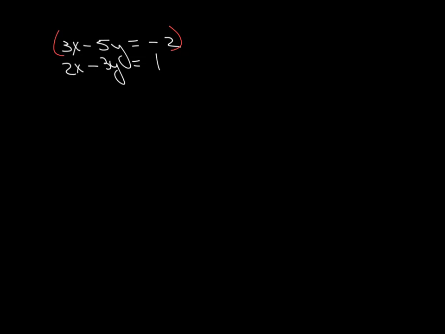So let's multiply this by 2, because then that'll give me a 6 there. And we'll multiply this by negative 3, which will give me a negative 6 there. And I know that a positive 6 and a negative 6 will be 0 when I add them together. So let's distribute the top one. Okay, multiplied 2 by everything. And let's do the bottom one.